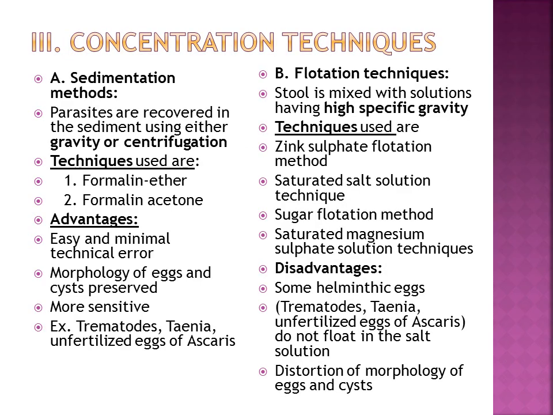When eggs or larvae or parasites are very few in number, then concentration techniques are used. So first is the sedimentation method and second is the flotation method. In the sedimentation method, the parasites are recovered in the sediment using either gravity or centrifugation. The techniques used are formalin ether or formalin acetone. Stool sample and these reagents are taken in a centrifuge tube, and then it is centrifuged, and then the deposit is taken. In that we can find the morphology of the parasites. The advantages of the sedimentation method are that it is easy, minimal technical error is there, morphology of eggs and cysts is preserved, and it is more sensitive.